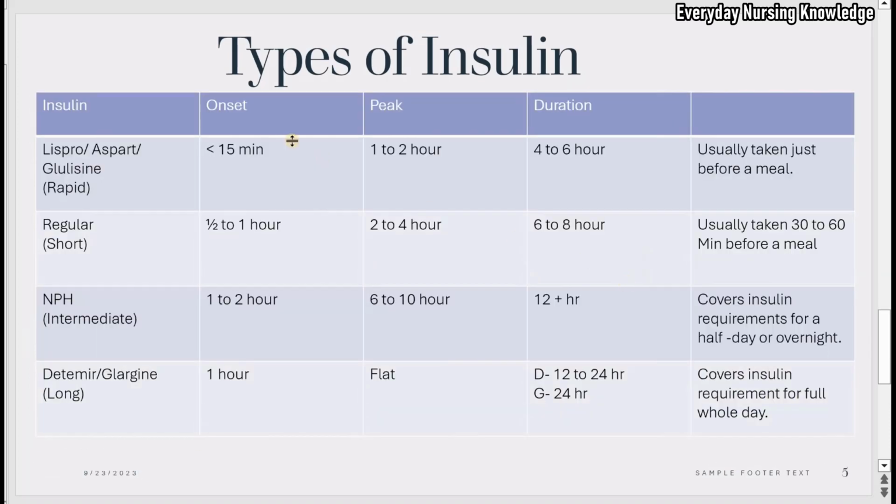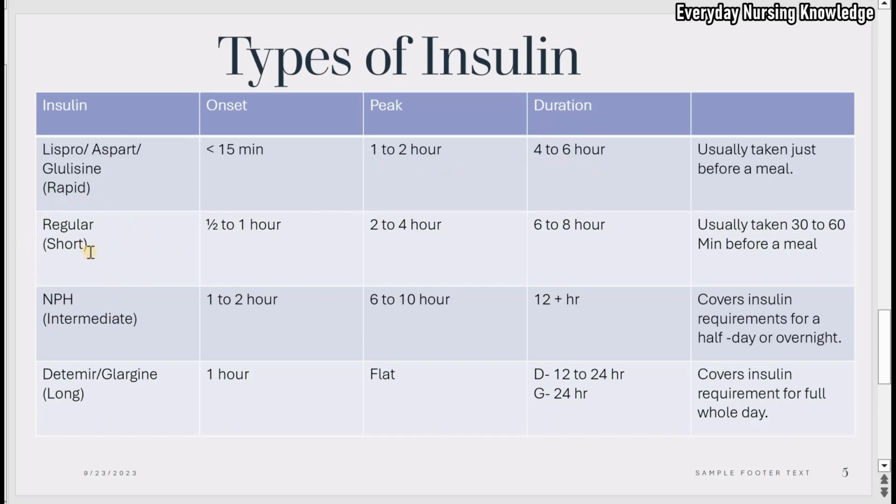Now let's see their onset, peak, and duration of action. Lispro, aspart, or glulisine, which are rapid-acting insulin, have an onset of action of less than 15 minutes. So it is usually taken just before a meal. It peaks between 1 to 2 hours, and its action lasts up to 4 to 6 hours.